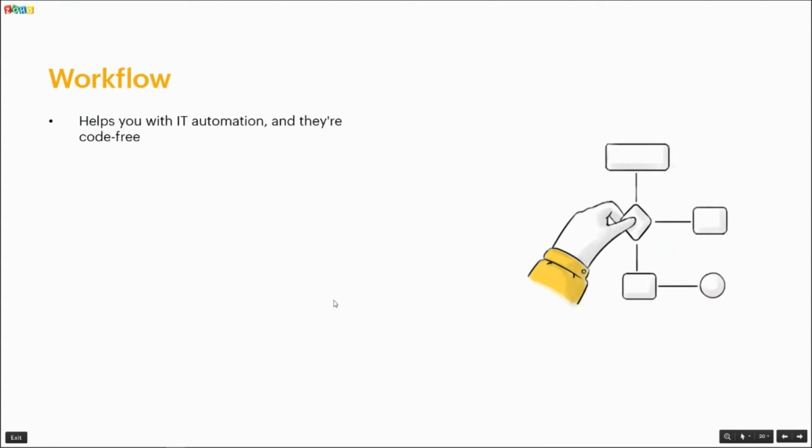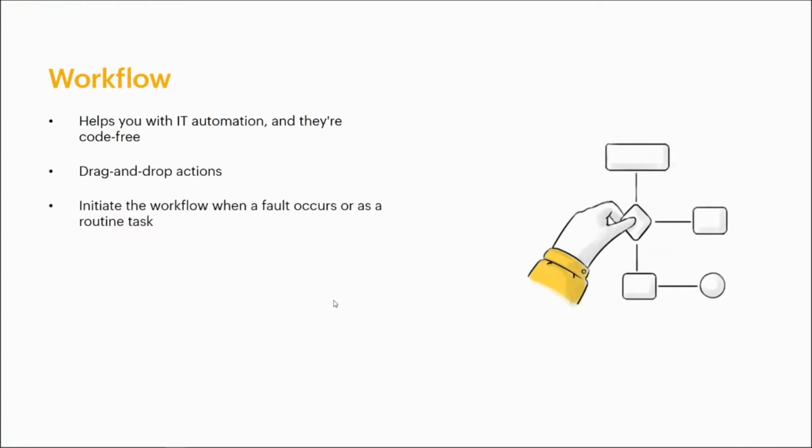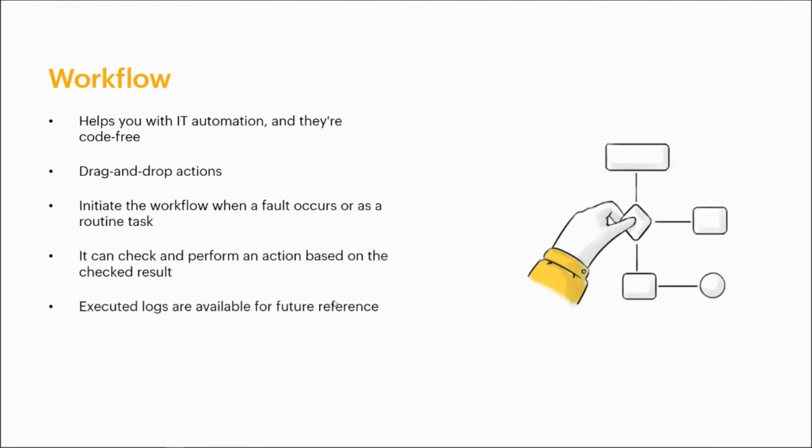Here, OpManager helps you with IT automations which are code free. You can just drag and drop the actions and perform the respective task. You can initiate the workflow when a fault occurs, or you can have them scheduled for a specific time interval. It can check and perform an action based on the selected results as well. And you can view the executed logs, which are available for future reference, to see where things went wrong and how things are working as well.